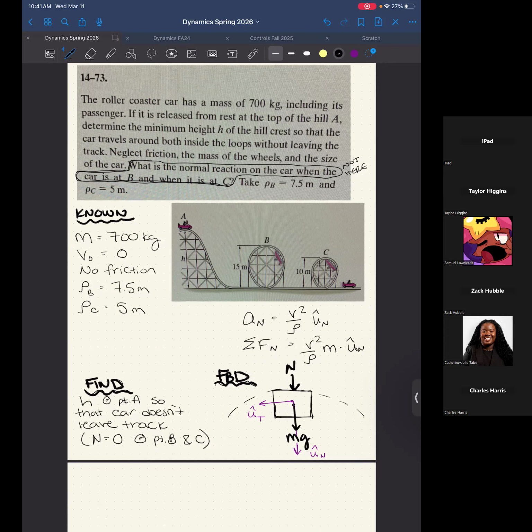Are these loops right after each other? So they're really on B. Once they can go through B, it'll go through C. Yes.